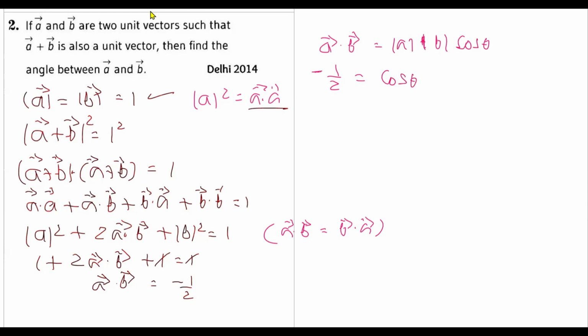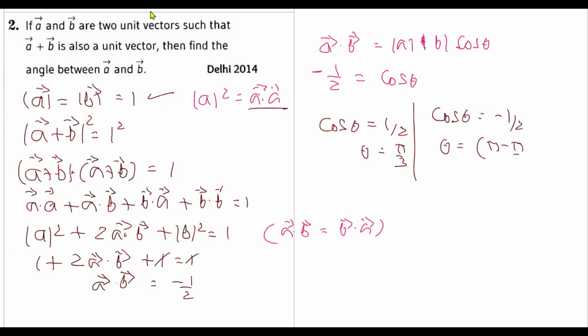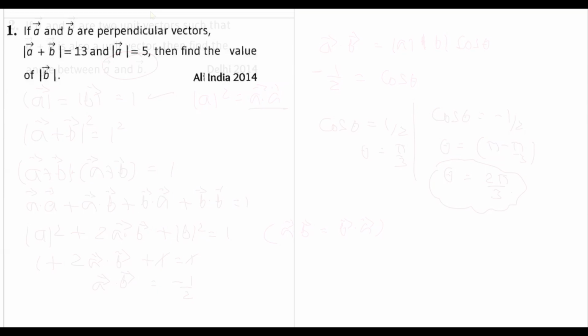This is cos theta. So you know that cos theta is half when theta is how much? 60 degree, right? Pi by 3. But then we have to get minus half. So cos theta will be minus half when theta is equal to what? Pi minus pi by 3. Right. So theta comes out to be how much? 2 pi by 3. So we'll declare this to be the answer, or the angle between A and B should come as 2 pi by 3.